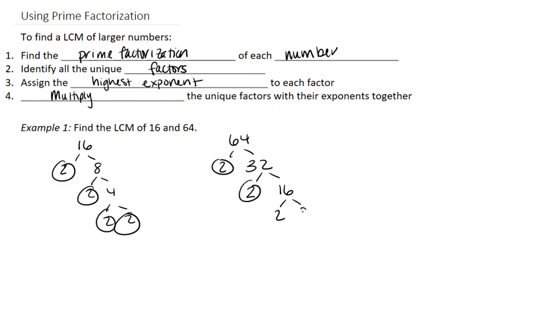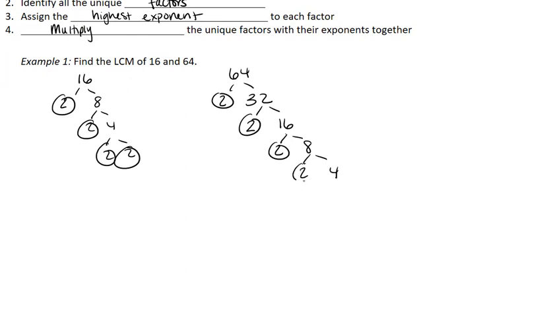Then we have 2 and 8. 8 can be broken down into 2 and 4. And then 4 can be broken down into 2 and 2. So from the 16 we have 2 to the 4th power. And then on 64 we have 2 to the 6th power. So we only have one unique factor, which is 2. And so what we do is we then just assign it to its highest exponent, which will be the 6.